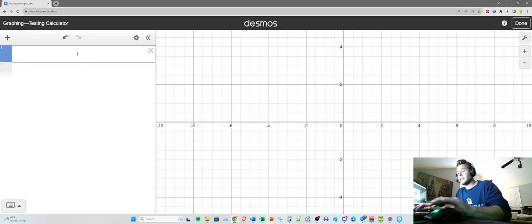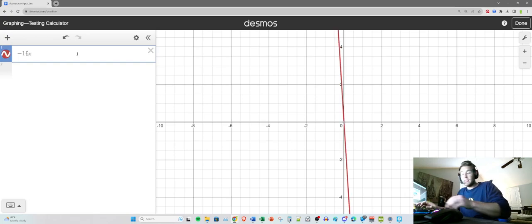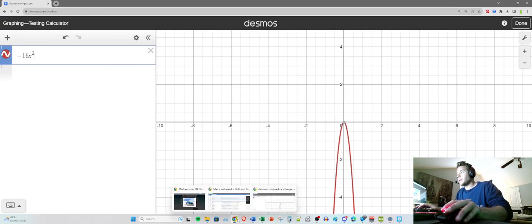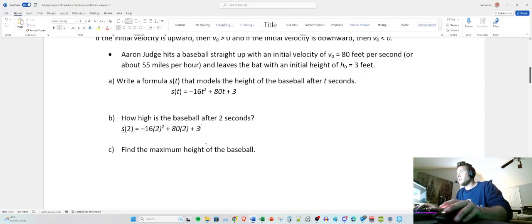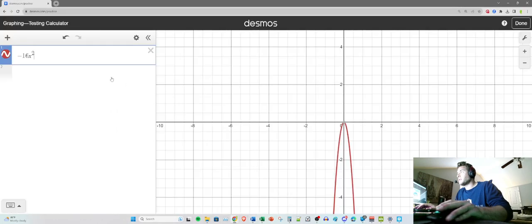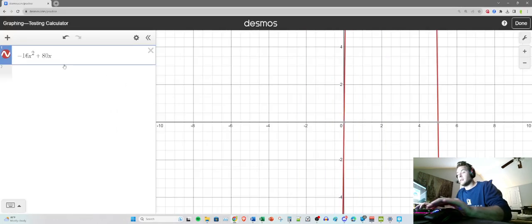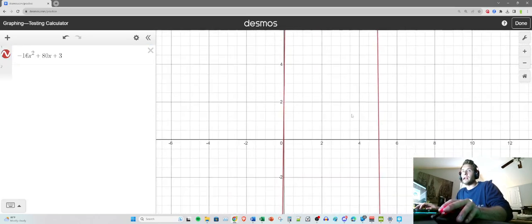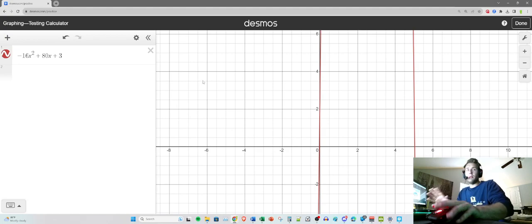So we're going to get this typed in: -16. We cannot type a t, so we have to put an x in here to the second power. Then we look back at our formula on our notes. We have plus 80t, but we're going to use x, and then plus 3. So plus 80x plus 3. Now you'll notice this is not scaled very well in our graph. If you need to pause the video to make sure you've got this typed in, go ahead and do that.